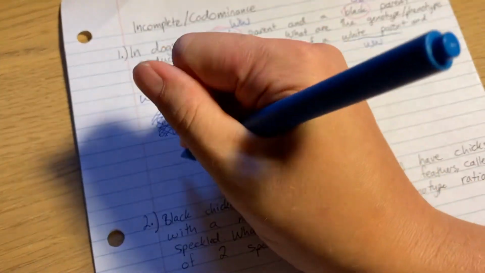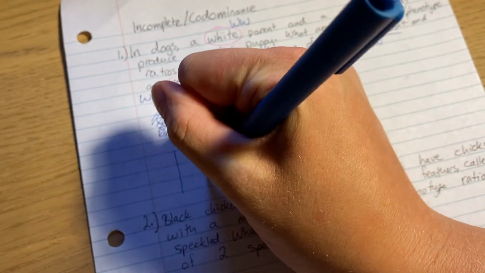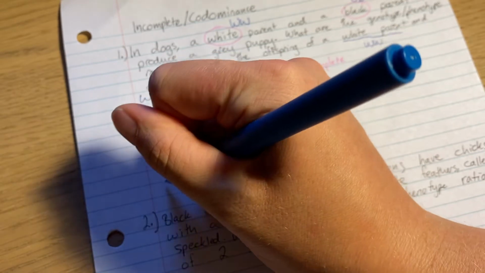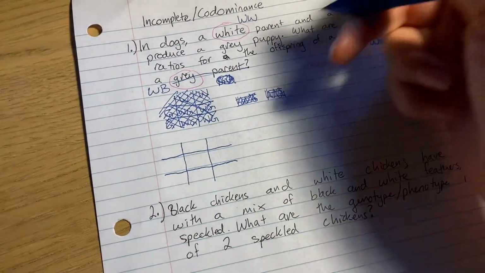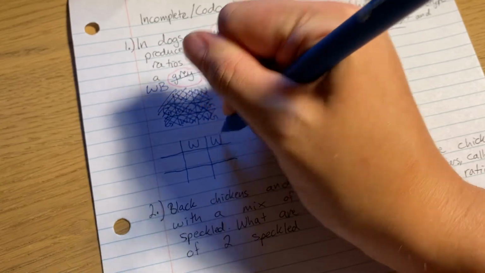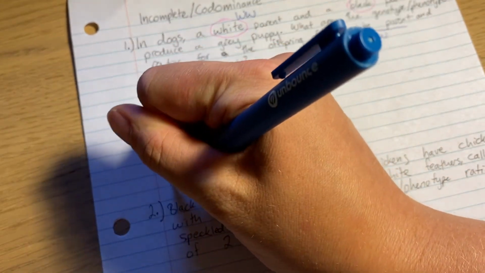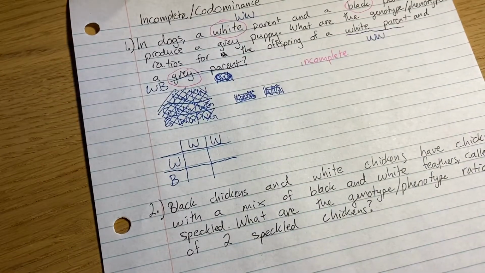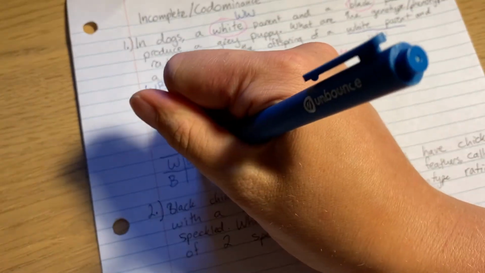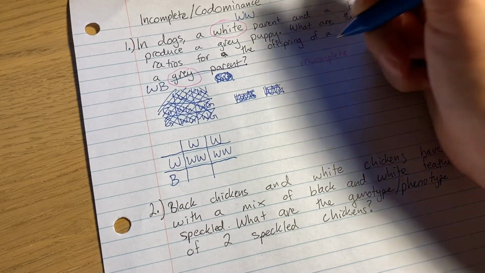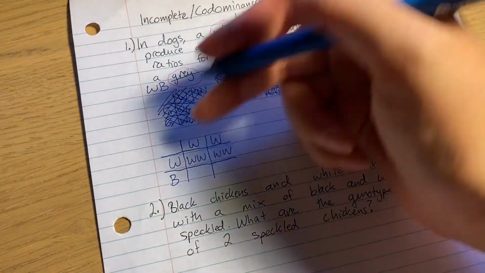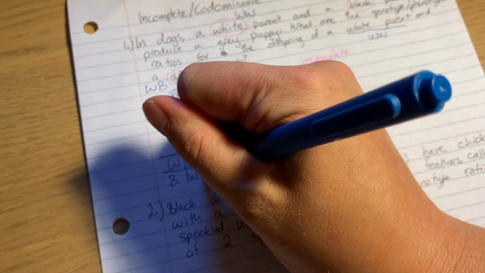Okay, so we're going to use a Punnett square again. Remember to make your hashtag sign. There we go. So let's put my white parent on the top and my gray parent on the side. And now we'll just cross them. So WW for those two on the top. And then I said that gray is WB, so I'm not going to put BW, I'm going to put WB.